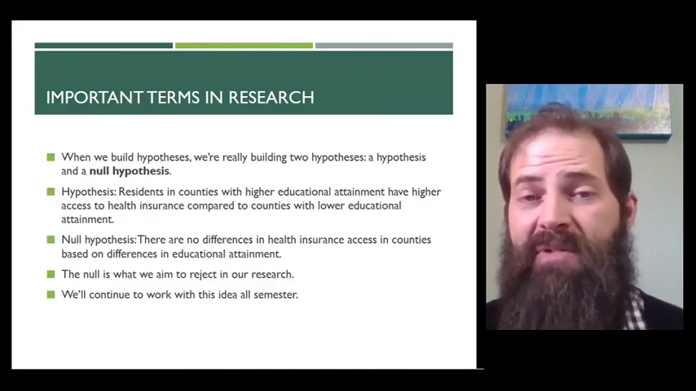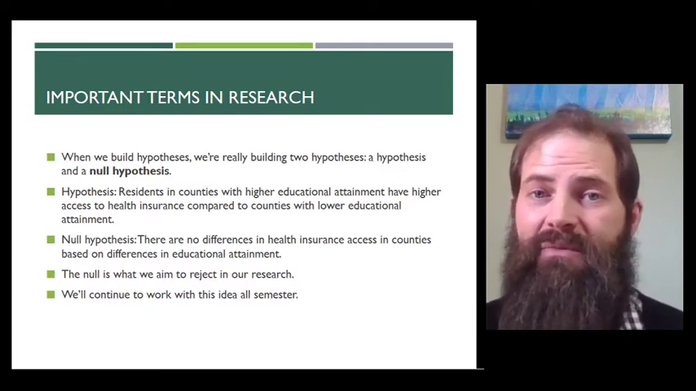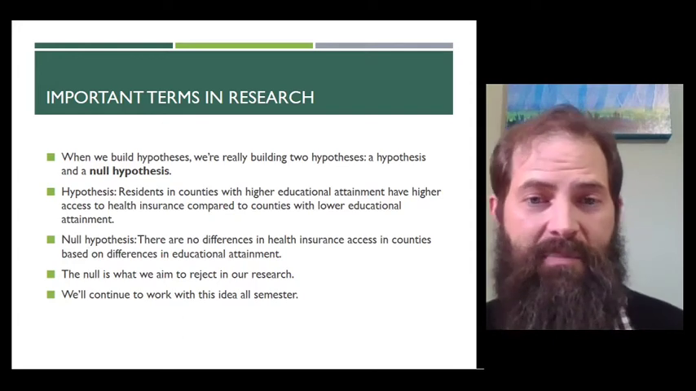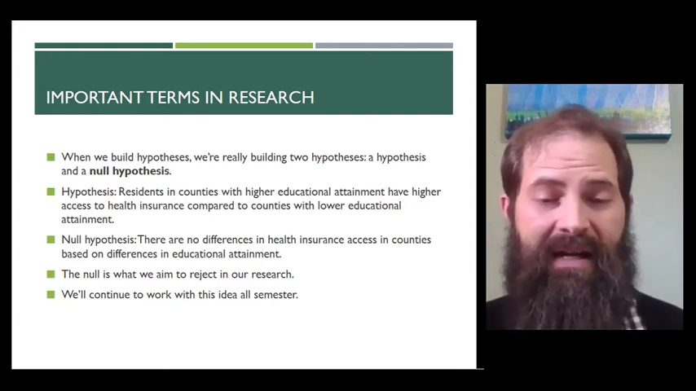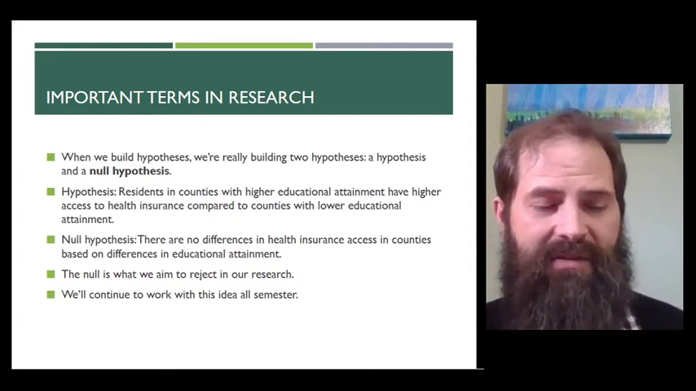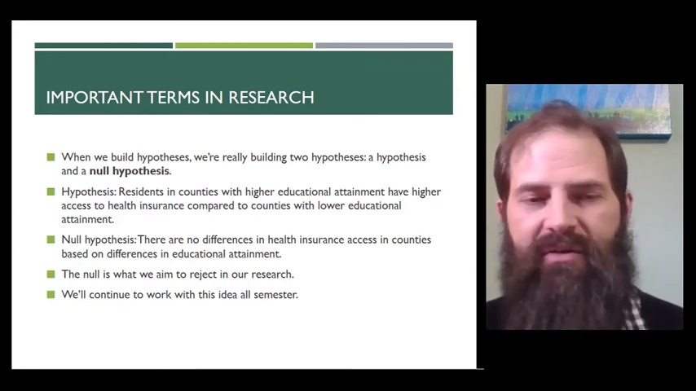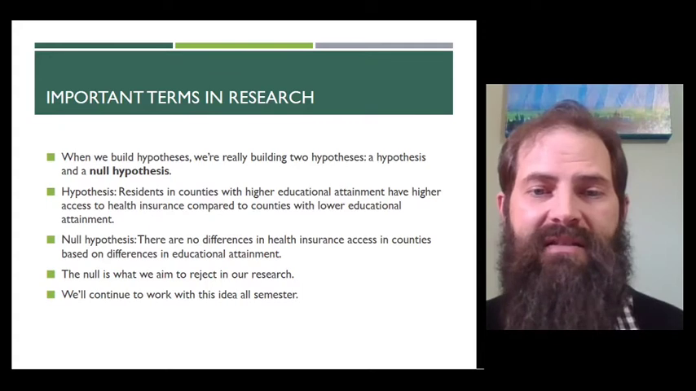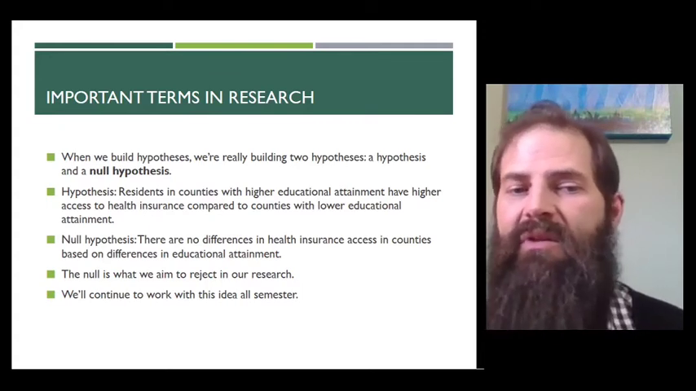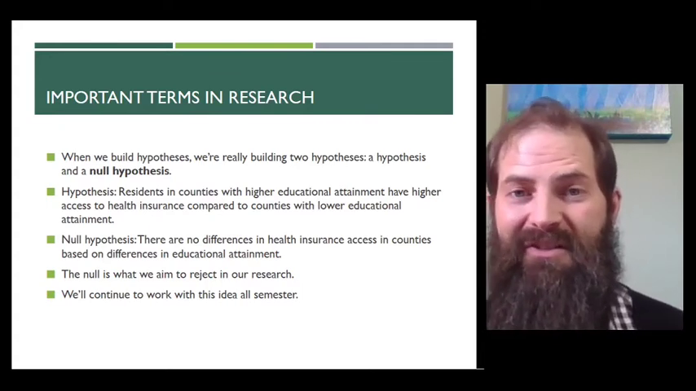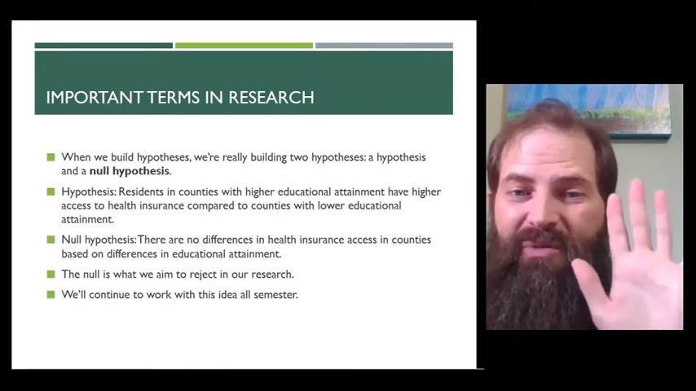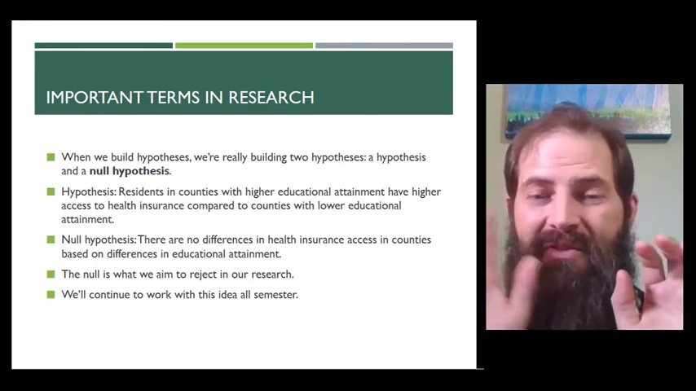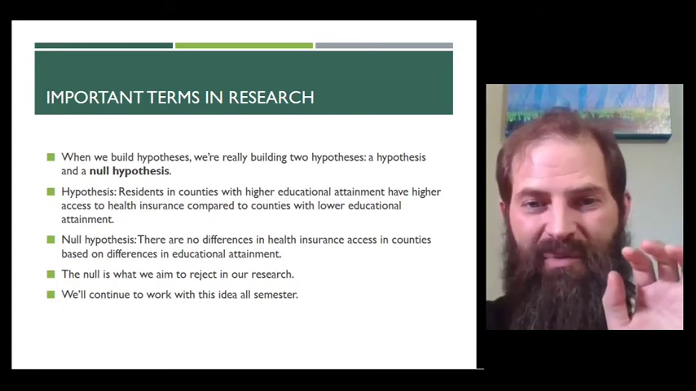And really what happens when we develop a hypothesis is we're developing 2 hypotheses. We're developing a hypothesis that we state, and then behind it we're stating a null hypothesis. A good example of a regular old hypothesis is: residents in counties with higher educational attainment have higher access to health insurance compared to counties with lower educational attainment. Let's look at this. Our independent variable here would be higher educational attainment, and we think as this goes up, then health insurance, our dependent, will also improve, right?